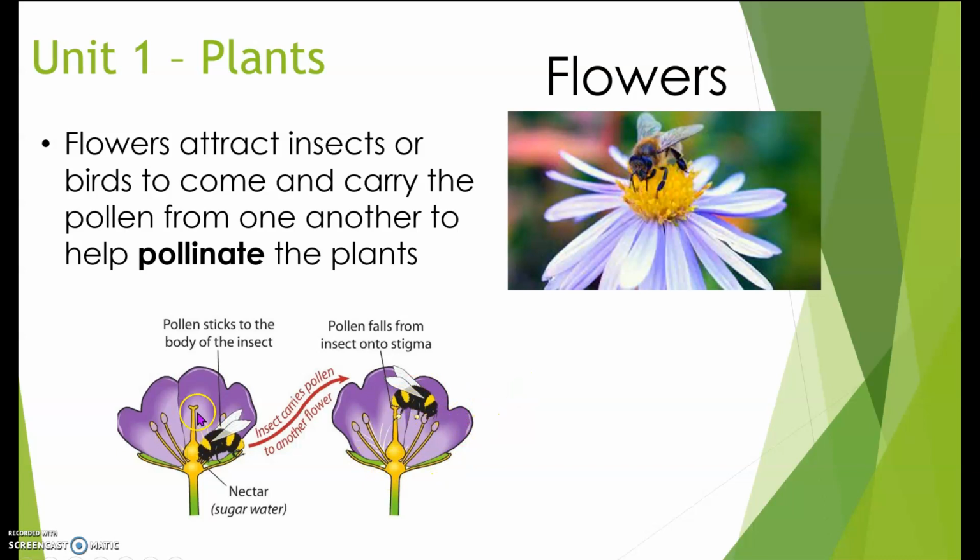So once the insect is attracted to the flower, the pollen will stick to its body, and when it goes to another flower, the pollen will fall and may come to the stigma, or the female reproductive system of the flower, and it will start the pollination. Okay, so let's move on to the next slides.